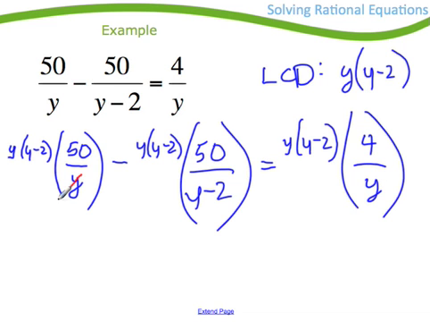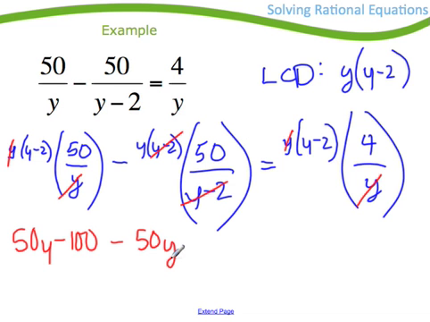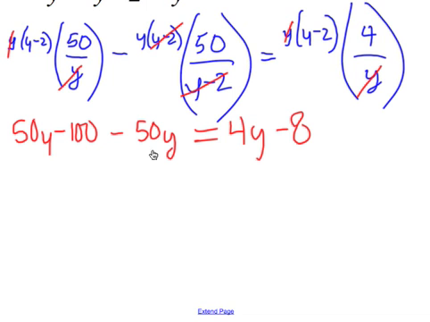Y over y, there's a factor of 1. Y minus 2 over y minus 2, another factor of 1. And here's a y, and there's a y. So now let's multiply what we have left. Y minus 2 times 50 will be 50y minus 100. And then y times 50 will be minus 50y. Is that right? Yeah. Equals 4 times y minus 2, so it'll be 4y minus 8. Look at that, no fractions. You have to like that.